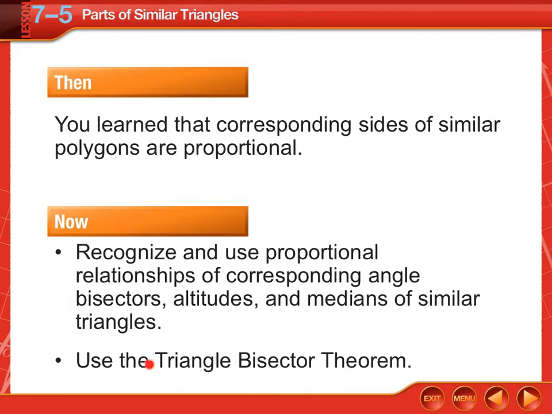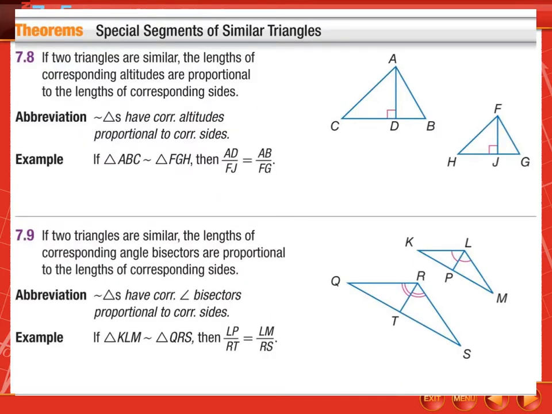We're then going to look at a new theorem called the triangle bisector theorem, and I'm going to prove that one for you since it's not as obvious. Okay, so let's start out with the first theorem, special segments of similar triangles. This first one is specific to the altitudes.